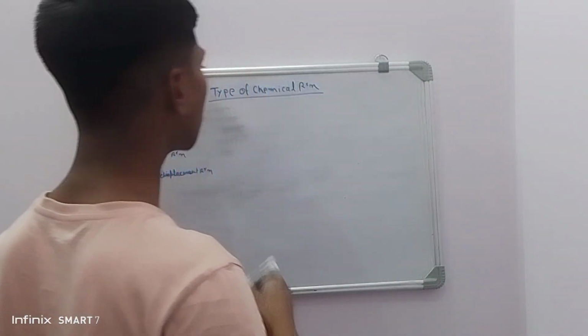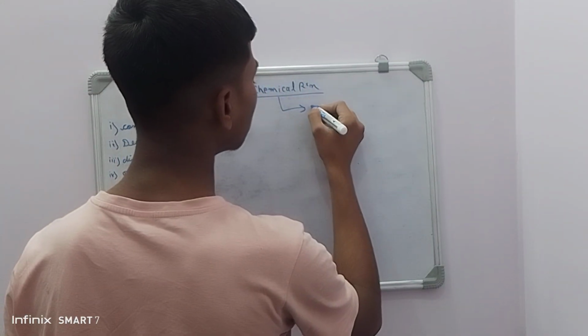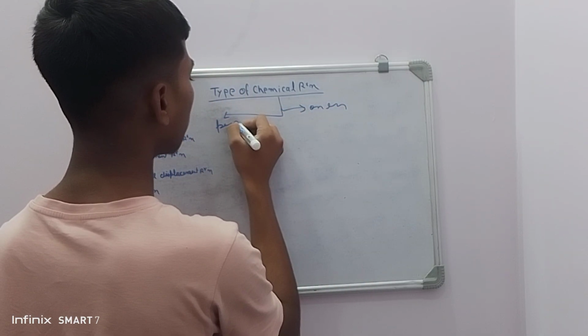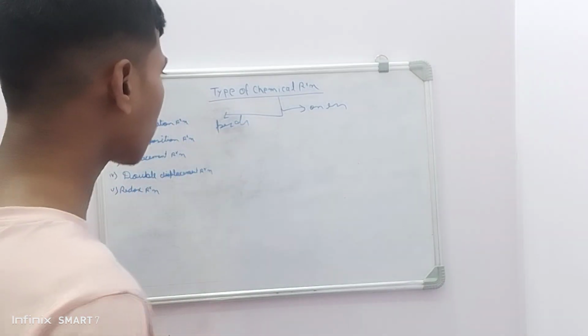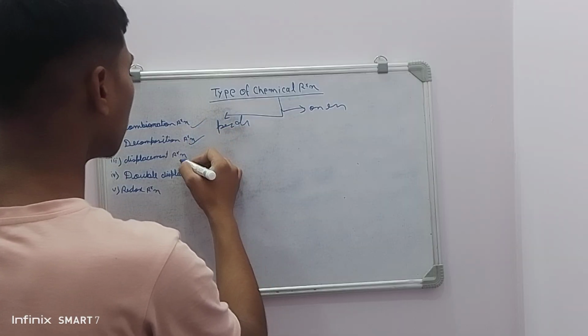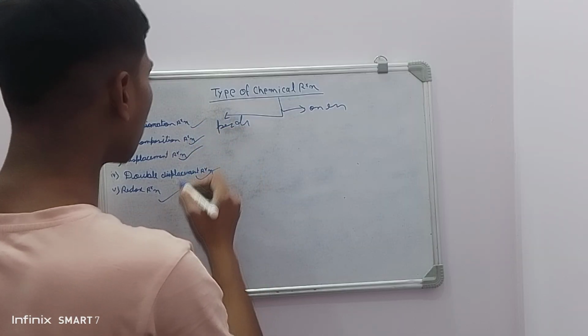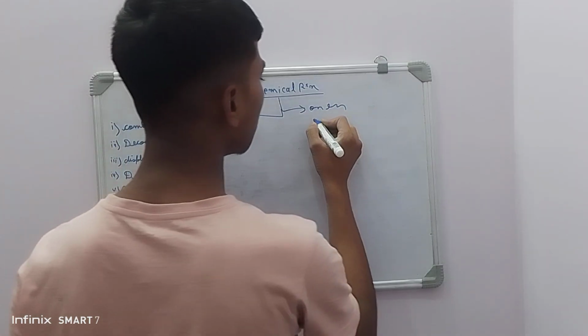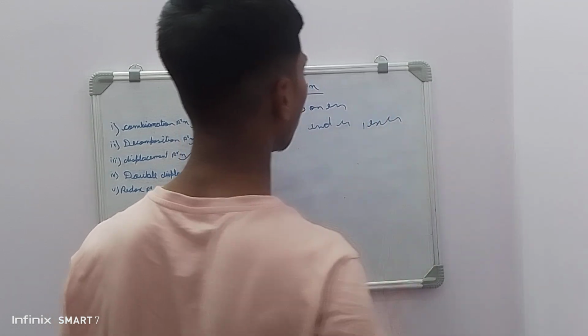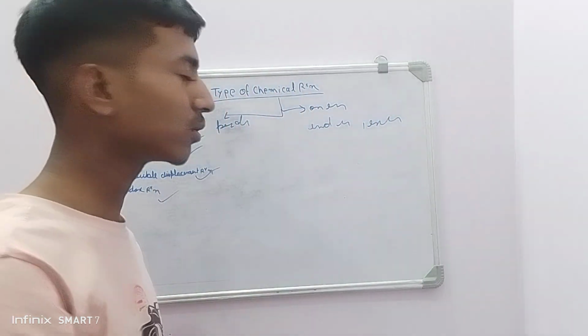So what are the types of chemical reaction? The types of chemical reaction are mainly divided into two parts: on the basis of release of energy, and on the basis of product formation. On the basis of product formation we have five types, which are combination reaction, decomposition, displacement, double displacement and redox. And on the basis of release of energy we have the endothermic reaction and the exothermic reaction. So all of this I am going to discuss today.